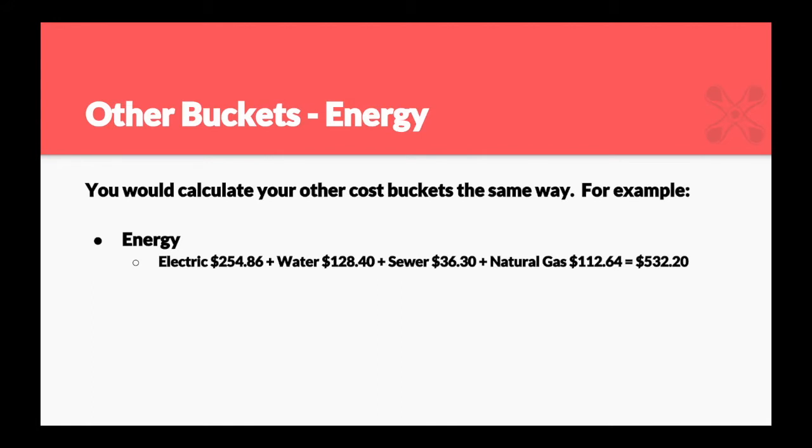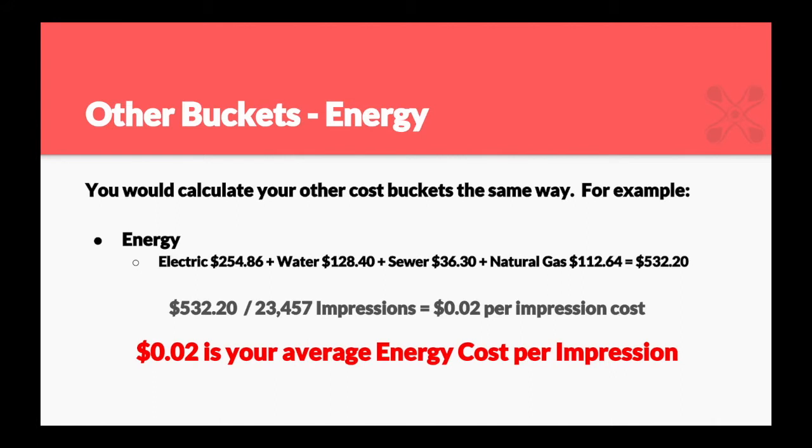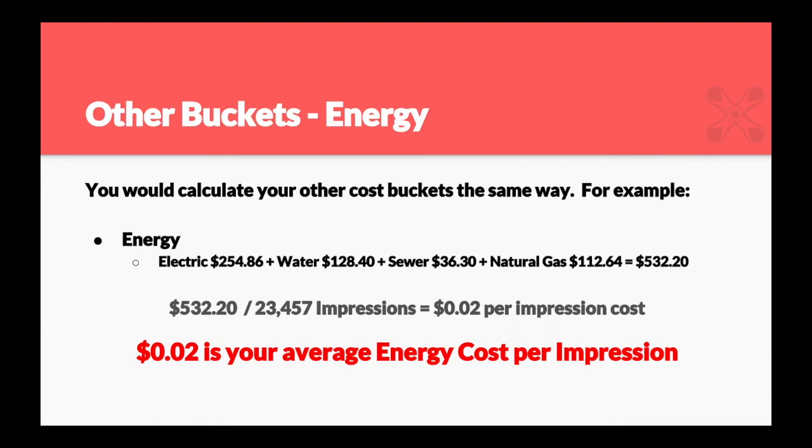Same way for energy. You got your electric bill, water bill, sewer, natural gas. If you use propane for your forklift, you could throw that in there too. So for this example, it's $532.20 divided by the number of impressions, which means it's 2 cents for your energy. So that is a way you can calculate all four of your buckets: consumables, labor, overhead, and energy.